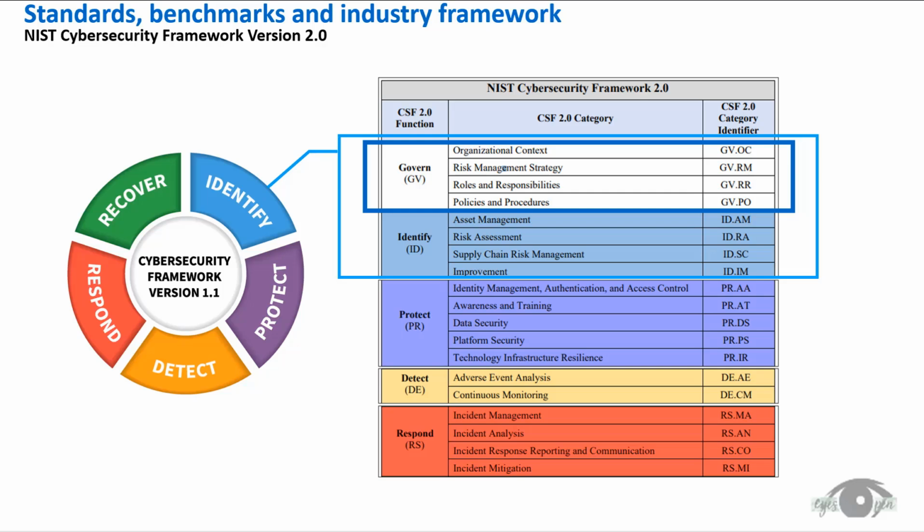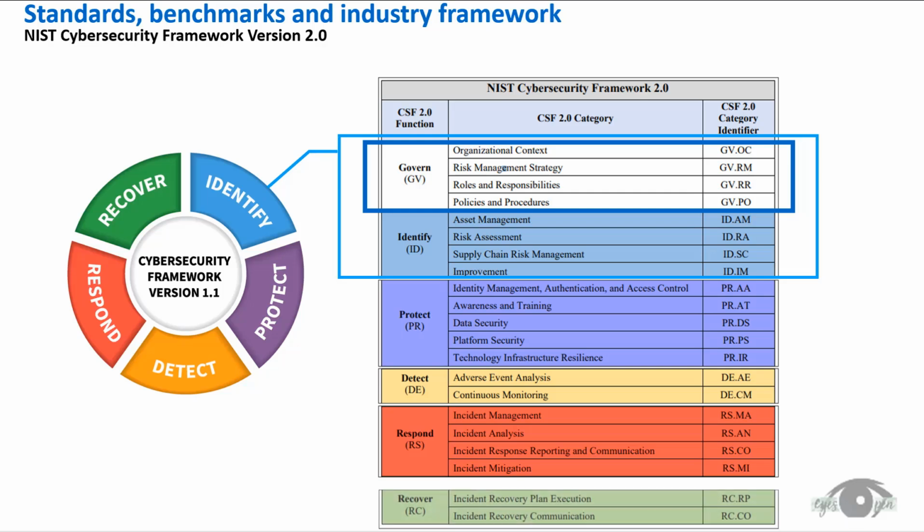Incident Response Reporting and Communication, RS.CO, which state that response activities should be coordinated with internal and external stakeholders, e.g. external law enforcement support. Incident Mitigation, RS.MI, which state that activities must be carried out to prevent the expansion of an event and mitigate its effects.